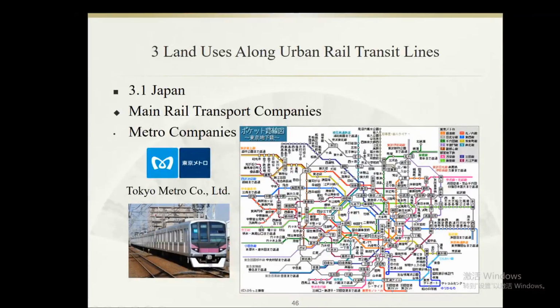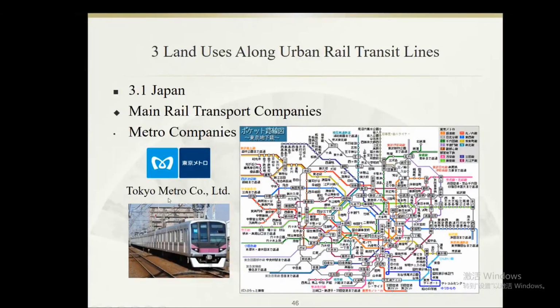And, wow, this is Tokyo. Tokyo rail transport map. In Tokyo, there are about 280 kilometers of metro lines and over 3,000 kilometers of railway lines. These rail transport lines are responsible for the daily commuters, the residents of Tokyo, for their work every day.